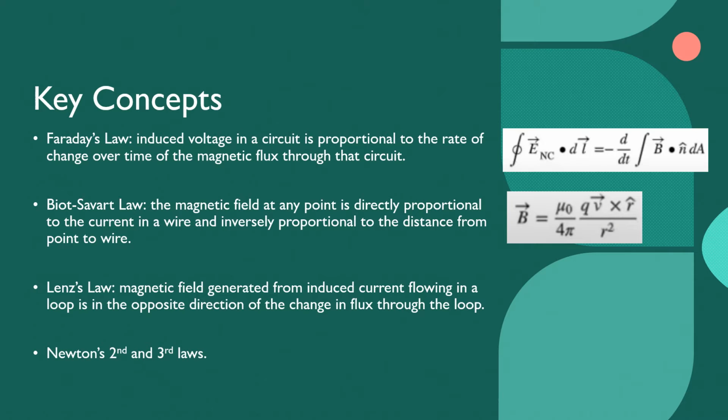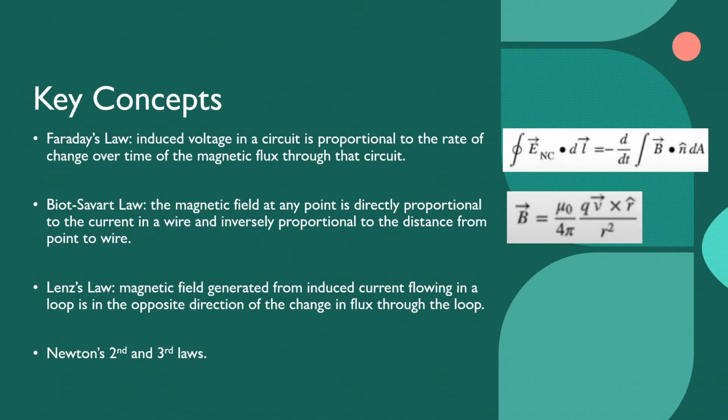There are four key concepts we will use when conducting this experiment. First, we have Faraday's law, where the induced voltage in a circuit is proportional to the rate of the change over time to the magnetic flux in that circuit. We also can use the Biot-Savart law, where the magnetic field at any point is directly proportional to the current in a wire and inversely proportional to the distance from the point to the wire.